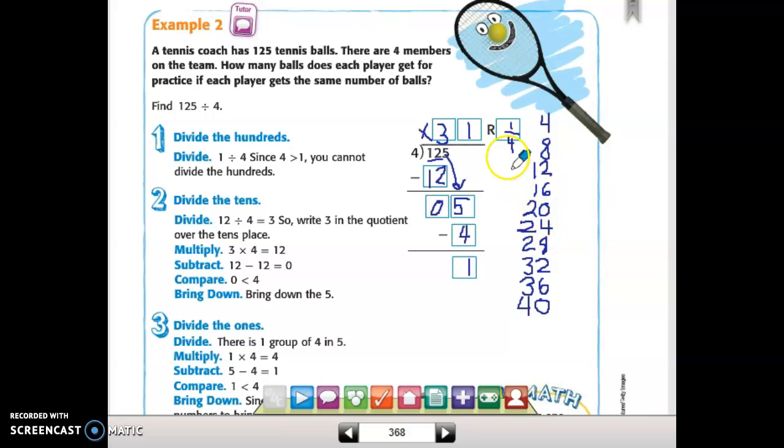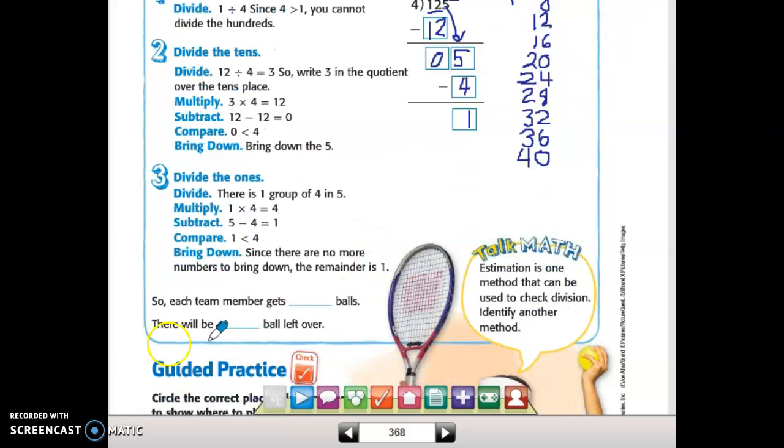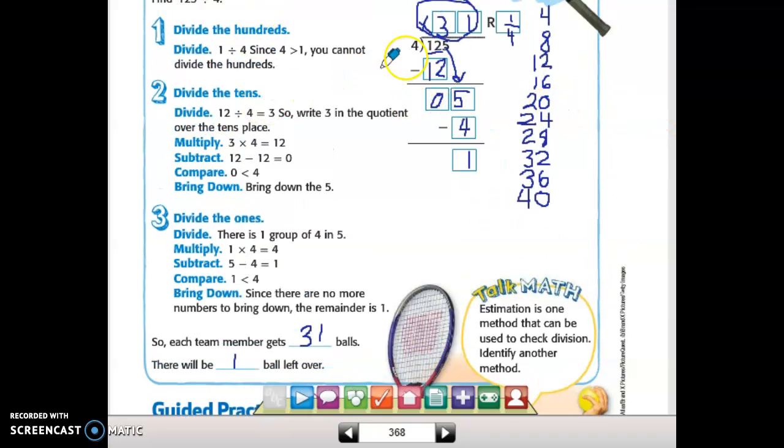1/4 left over. So what does that mean for your problem? How many balls does each player get for practice if each player gets the same number of balls? So this remainder we cannot put into any of the groups, so that's just going to be dropped in this case. Each player will get 31 balls in order to play their practice. Each team member gets 31, and there will be one ball left over. We don't need to make sure that every ball gets a person. We need to make sure every person gets the same amount of balls. That's the priority on this.